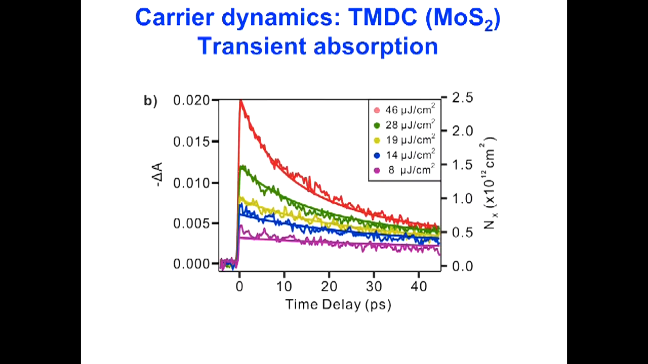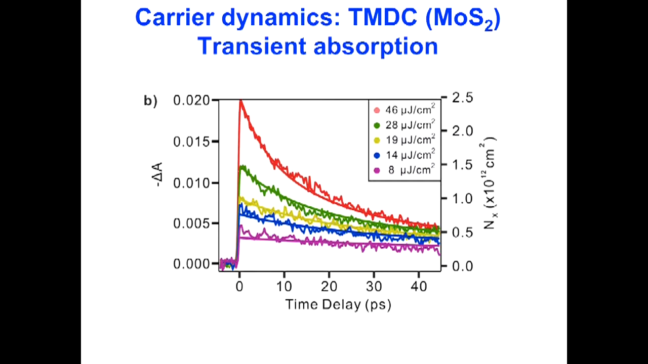Here's an illustration of what happens on a tens of picosecond time scale, like what I saw for the thermal conductivity. It's actually a similar measurement, transient absorption. You excite a monolayer of one of these materials. Then you look at the decay as a function of the amount of excitation you put in, and you see decay times on the order of here maybe 10 picoseconds, and at low excitation densities a much, much slower decay.